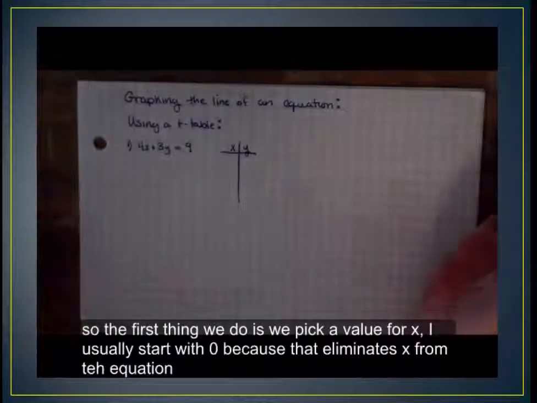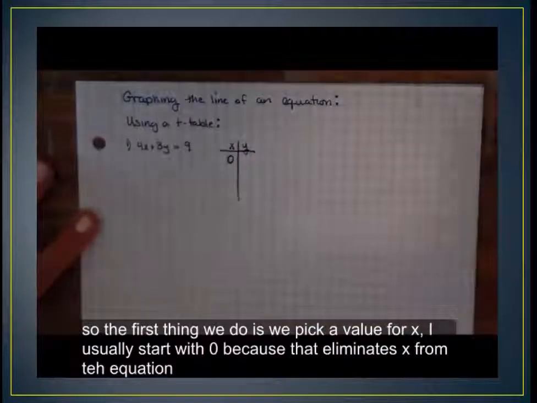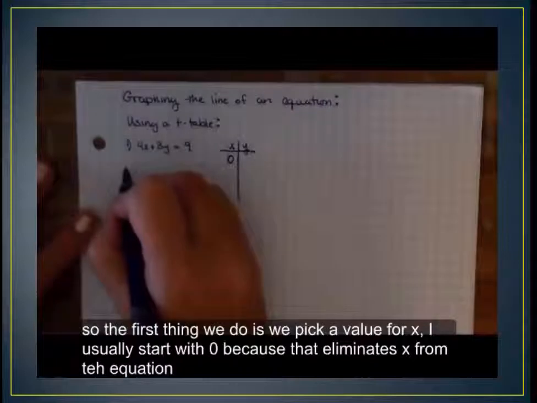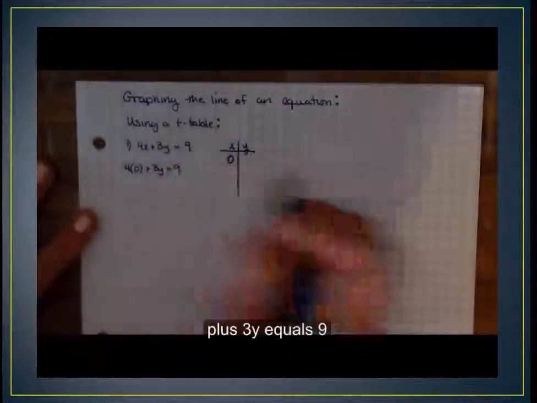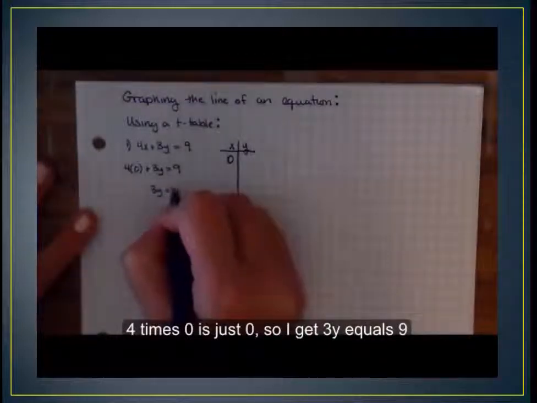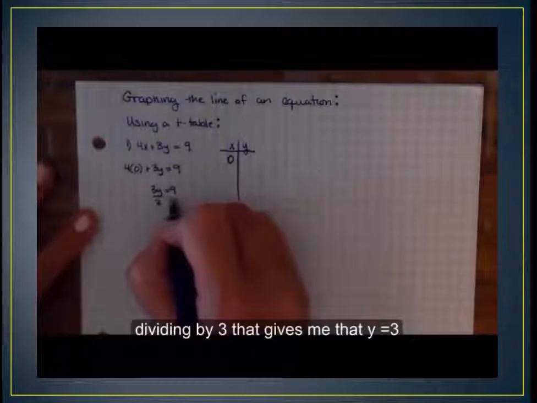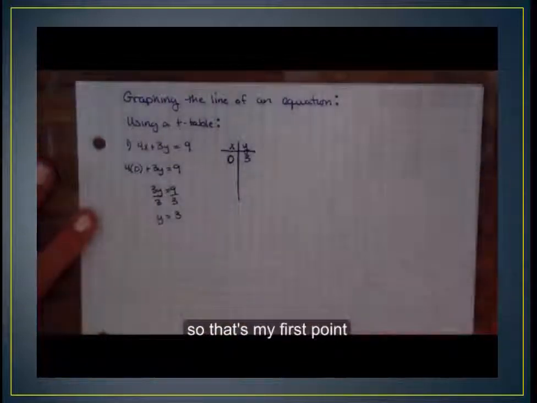So the first thing we do is we pick a value for x. I usually start with 0 because that eliminates x from the equation. So I have 4 times 0 plus 3y equals 9. 4 times 0 is just 0, so I get 3y equals 9. Dividing by 3, that gives me that y equals 3. So that's my first point.